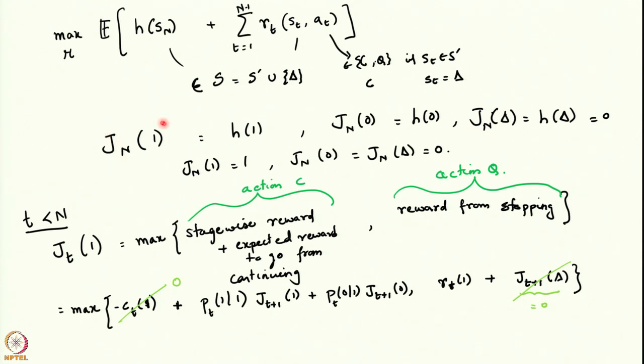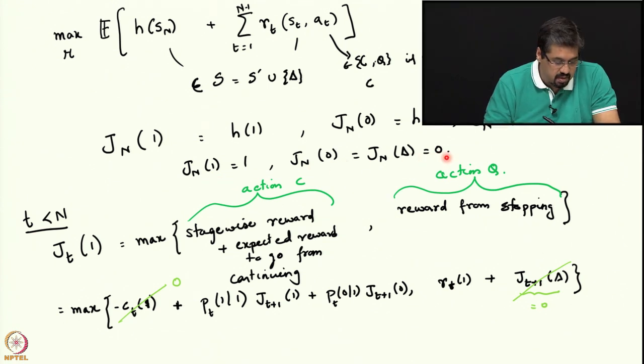We wrote that j n of 1, remember 1 was the state in which the present candidate is the best you have seen so far. So, j n of 1 was equal to h of 1, which was a terminal reward, and that was equal to 1. You can see here j n of 0 is equal to h of 0, j n of delta was equal to h of delta. H of 0 and h of delta were both individually 0. So, j n of 0 equal to j n of delta equal to 0 was what we concluded for the last time step, that is time step n.